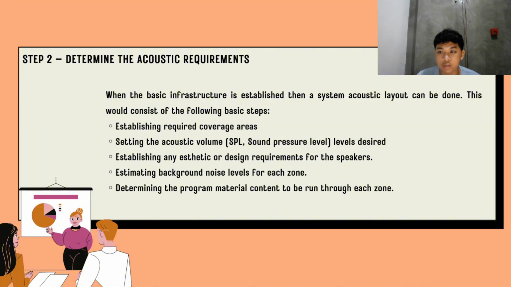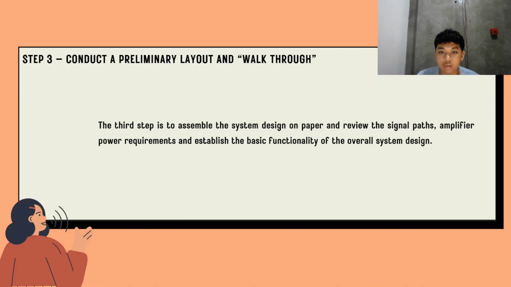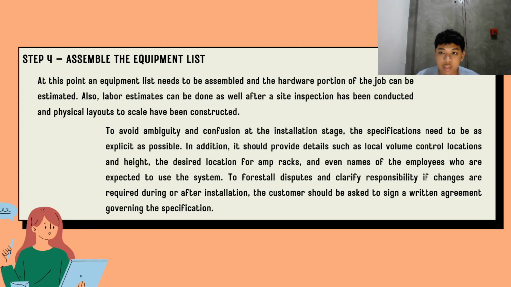So we're going to do step three, conduct a preliminary layout and walkthrough. The third step is to assemble the system design on paper and view the signal paths, amplifier power requirements, and establish the basic functionality of the overall system design. Step four is to assemble the equipment list. At this point, an equipment list needs to be assembled and the hardware portion of the job can be estimated. Also, labor can be estimated after a site inspection has been conducted and physical layouts to scale have been constructed. Upon completion of the thorough site survey, the system may be specified and coded.